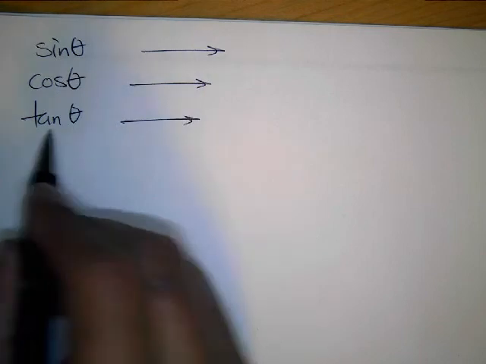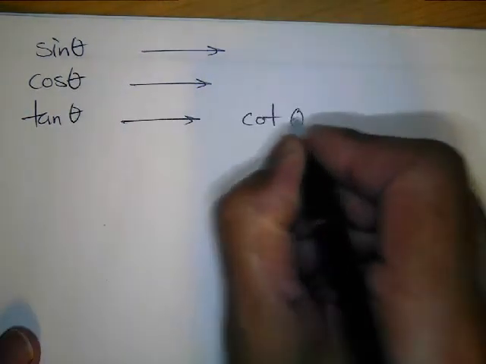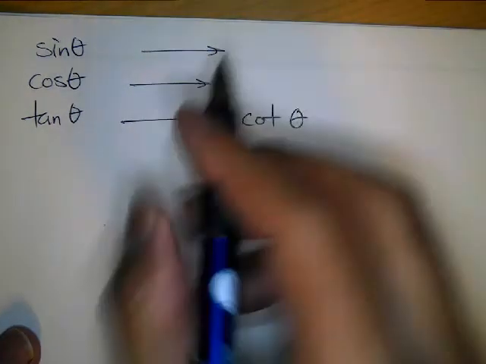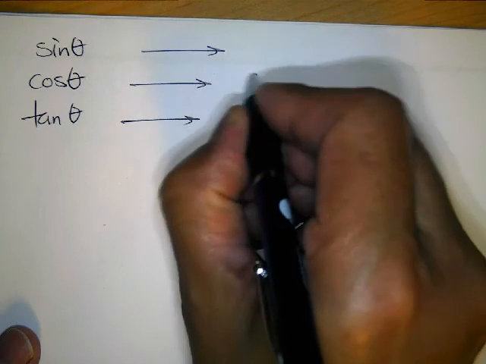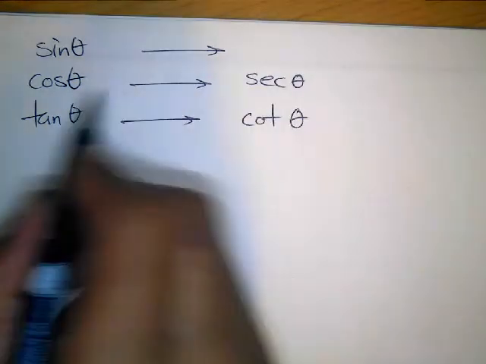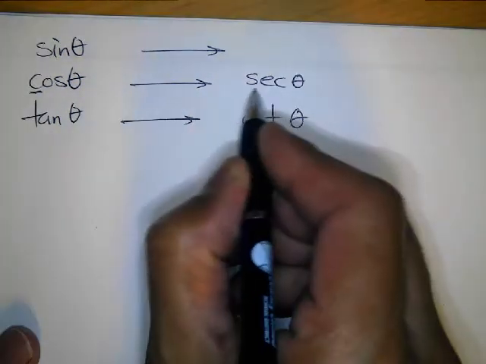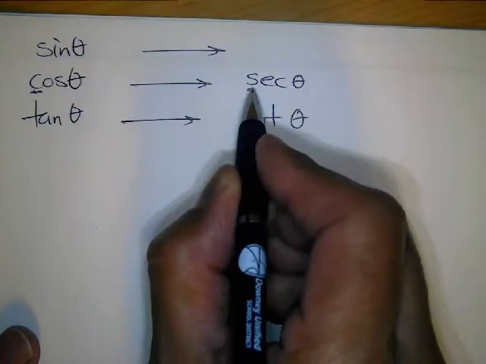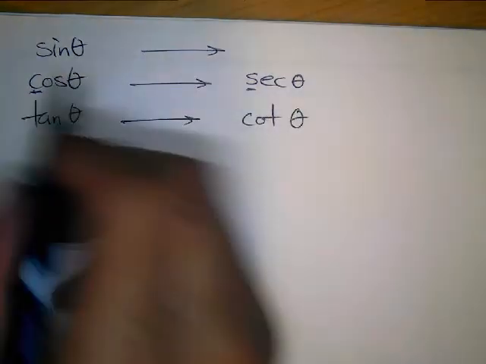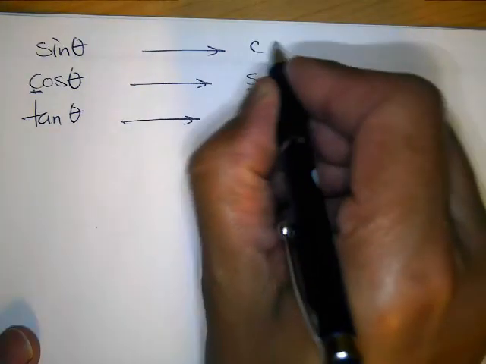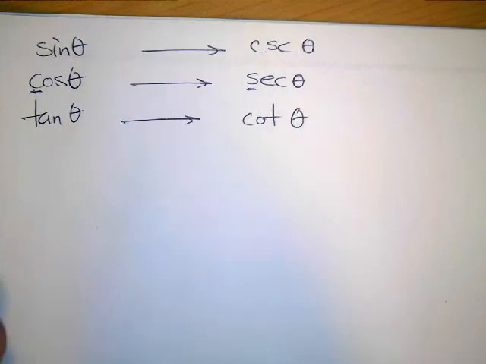Which one pairs up with tangent? Cotangent. Which one pairs up with cosine? Secant. Remember, they cannot start with the same first letter. This one starts with a C, this one cannot start with a C. And this one is going to be cosecant. Okay, and they're reciprocal identities.